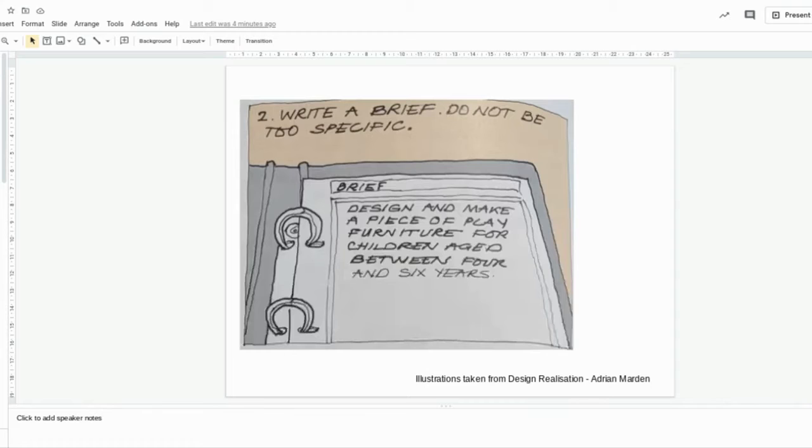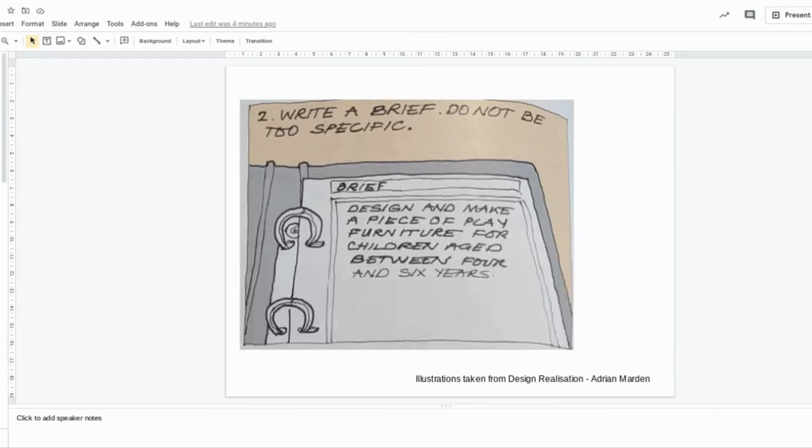Okay, so secondly then, write a brief, but don't be too specific. So in the case of the child trying to access the toys on the table, you would say, I'm going to design a product that aims to, perhaps it could be store toys at a level that is suitable for children. It could be that you identify the problem in a different way and say, right, I'm going to develop child-friendly steps that allow young children even, to access toys that are at a higher level.